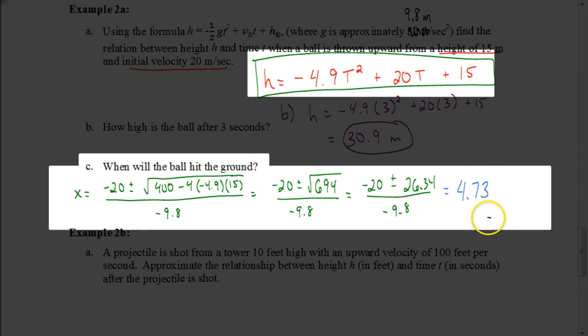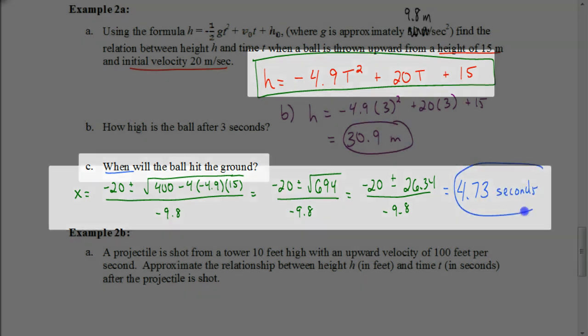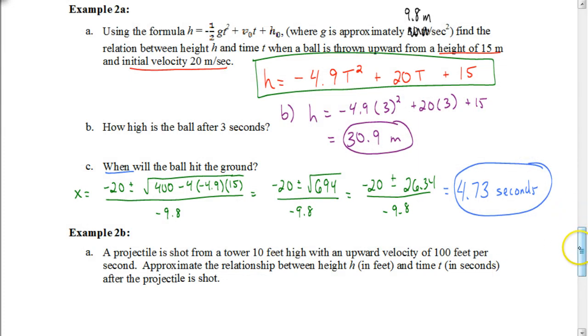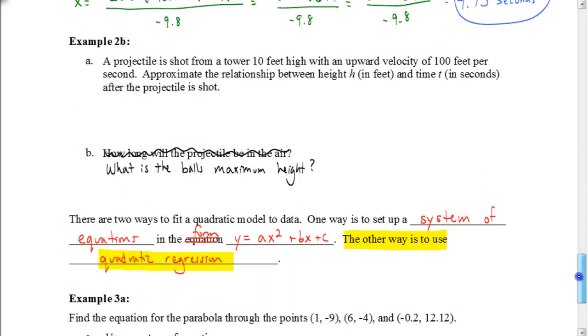You want to make sure that we put our units here. It's not going to be 4.73 meters because it's asking when will the ball hit the ground. Our x-axis is representing the time, and our y-axis is representing our height. So this would be 4.73 seconds is your answer.